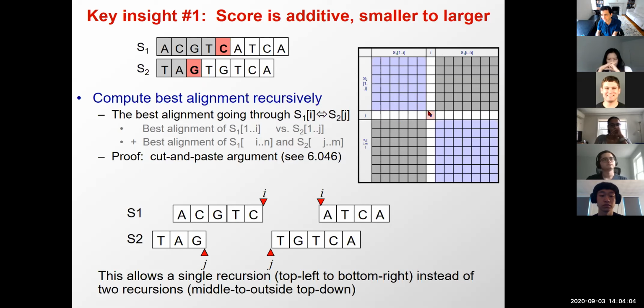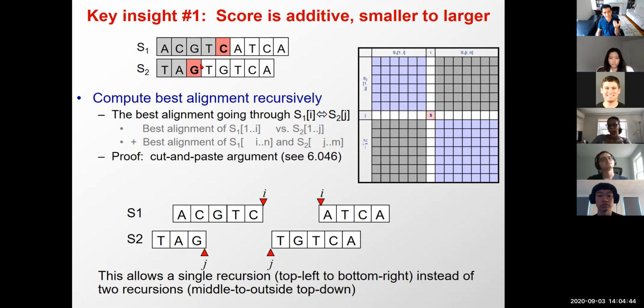That must be optimal, and if I have that optimal sub-alignment, then I can build on it to extend to the optimal alignment overall. So with a single recursion, top left to bottom right, instead of two recursions, middle to outside, I'm able to now fill in a two-dimensional grid that basically tells me what is the score of the sub-alignment all the way to i and the sub-alignment all the way to j, the sub-alignment of S1 all the way to i and S2 all the way to j. What is the score of that sub-alignment? And then if I can reuse that score, I'm golden. So that's what we're going to have to do now.